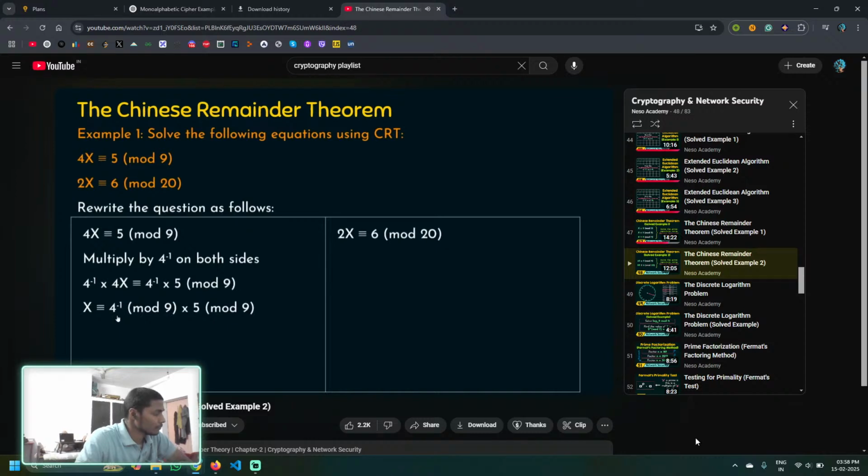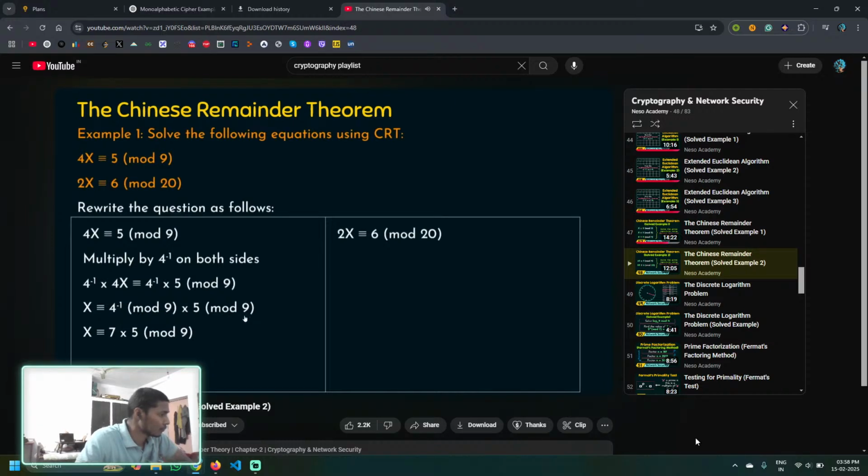So we have found the multiplicative inverse of 4 mod 9. You can manually try this or you can refer to my previous lecture to find the multiplicative inverse using the extended Euclidean algorithm. 7 is the multiplicative inverse of 4. So 4 into 7 is 28. 28 mod 9, when 28 is divided by 9, we get 1 as the remainder. So 7 is the multiplicative inverse of 4 mod 9.